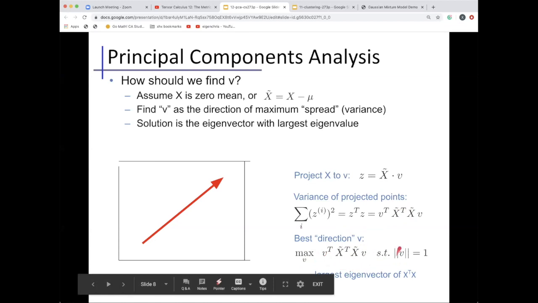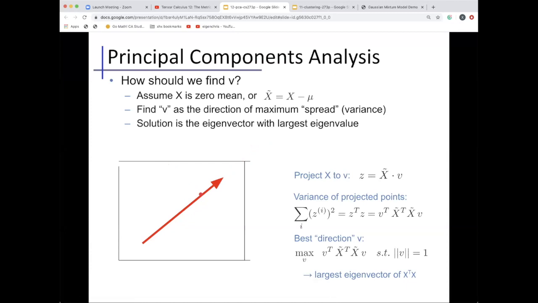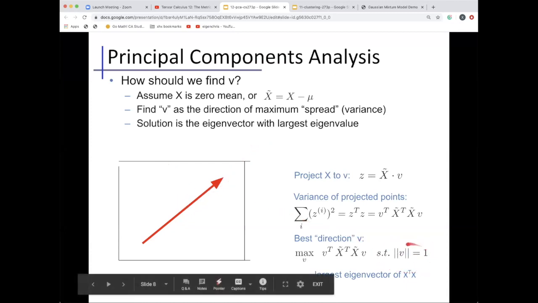So for that purpose, we're going to normalize and constrain each vector to be a unit vector, which means the norm is 1. The reason is that I only care about direction here. I do not actually care about the magnitude of this V vector, because once I have the direction, I can project my data points. I do not need to know the magnitude. So that's the reason I constrain V to be a unit vector, which means the length is exactly 1.